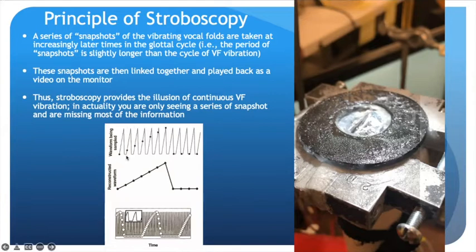So if here is the true vocal fold vibration, you might be seeing this snapshot here, this snapshot there, and there. And then it's reconstructed and played back to give the illusion of continuous vocal fold vibration. Here's a stroboscopic video of the silicone larynx that I made as part of my dissertation.